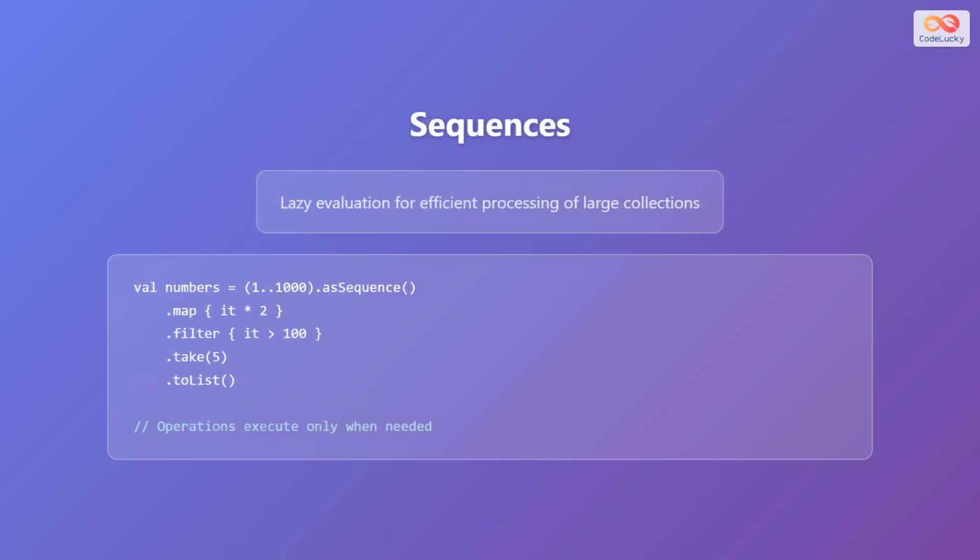Sequences provide lazy evaluation for efficient processing of large collections. Unlike regular collection operations that execute immediately, sequences evaluate operations only when the final result is actually needed. In this example, we create a sequence from a range of 1 to 1000, then apply multiple transformations, mapping, filtering, and taking only the first 5 elements. Because sequences are lazy, these operations don't execute on all 1000 elements. Instead, they process only as many elements as necessary to produce the final result, making them much more efficient for large datasets or expensive operations.